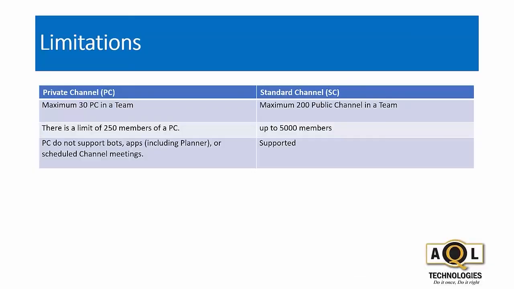Let's take a look at the differences when it comes to limitations. You can have a maximum of 30 private channels in a team, whereas standard channels can be a lot more, which is 200. There's a limit of 250 members on a private channel, and a limit of 5,000 members on a standard channel. Private channels do not support bots, apps, or scheduled channel meetings, whereas standard channels do.